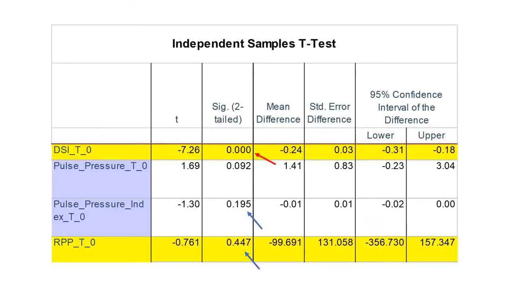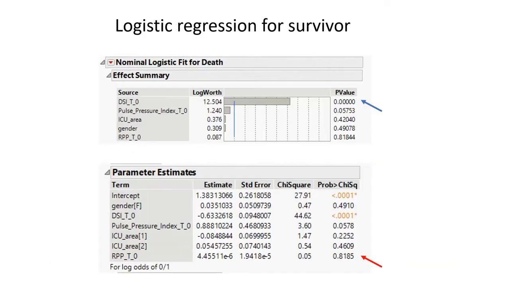This is a t-test between the survivors and non-survivors. And as you can see by the red arrow for the diastolic shock index, the p-value is less than 0.001. But for the other indices like pulse pressure index and the rate pressure product, the p-value is not significant. This is looking at a logistic regression for survivor. And as you can see with the blue arrow, the diastolic shock index had the maximal effect. In terms of the estimates, all the other indices and then the type of ICU area or the gender were not significant.